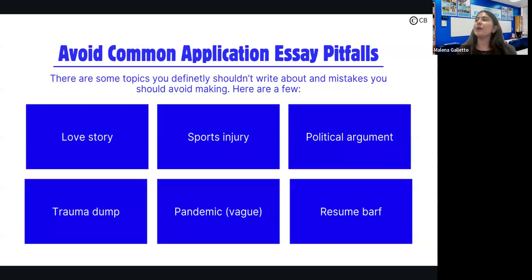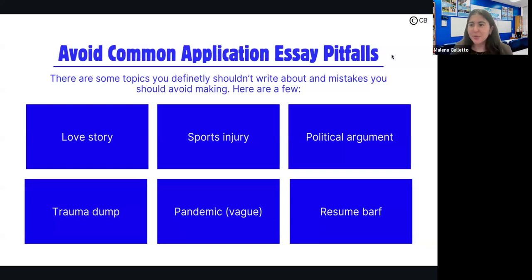Another topic that is especially overdone is the pandemic, especially if it's vague. If you have a unique story that you can frame in a certain way that speaks highly of you, then maybe that's something you could explore potentially writing about in your personal statement. But for the most part, a vague essay about how the pandemic was hard for you isn't going to be a competitive essay.